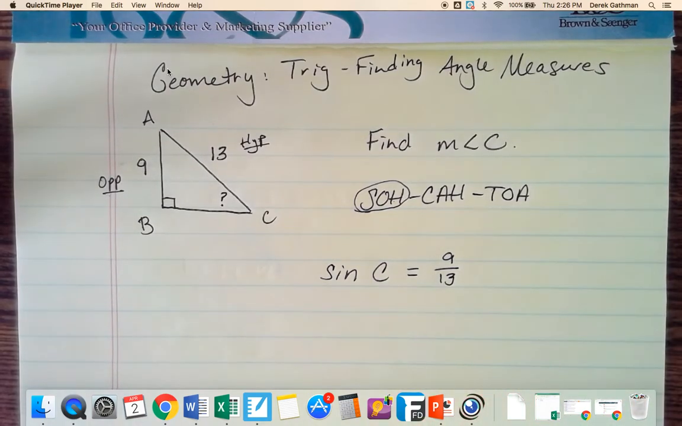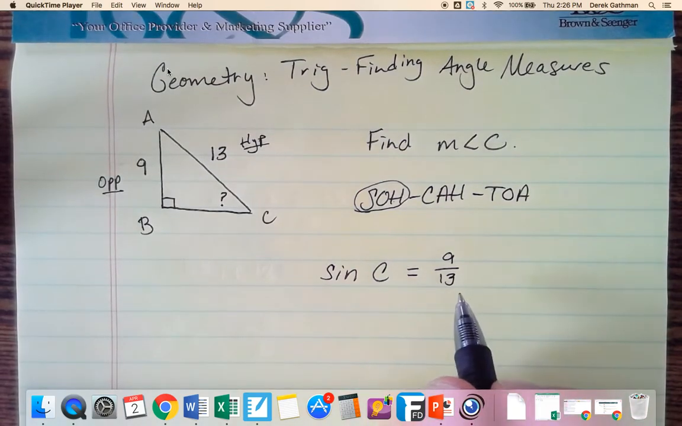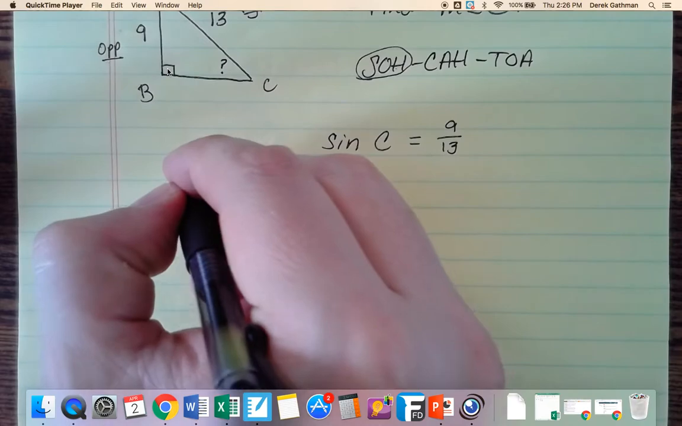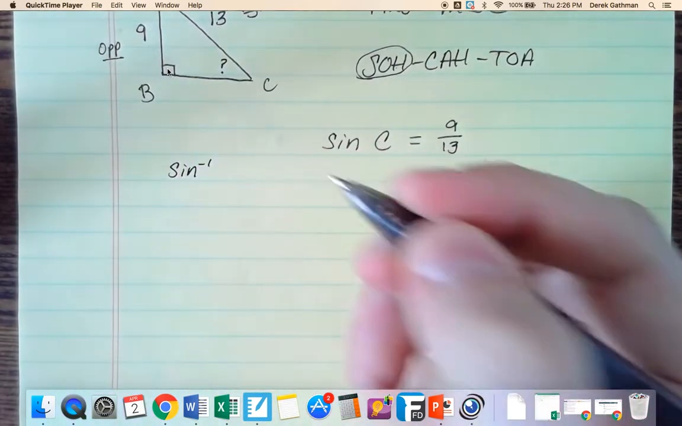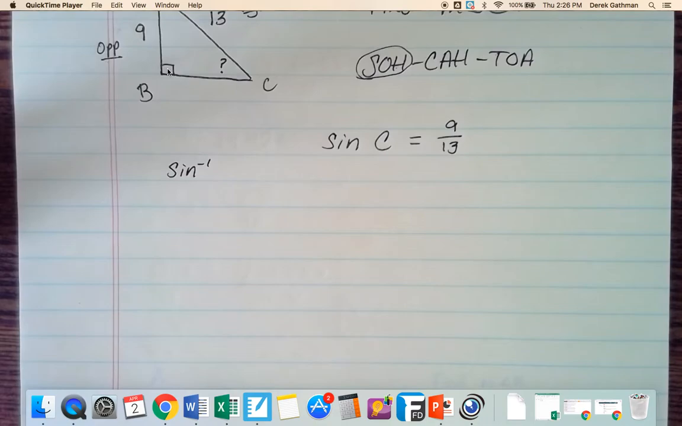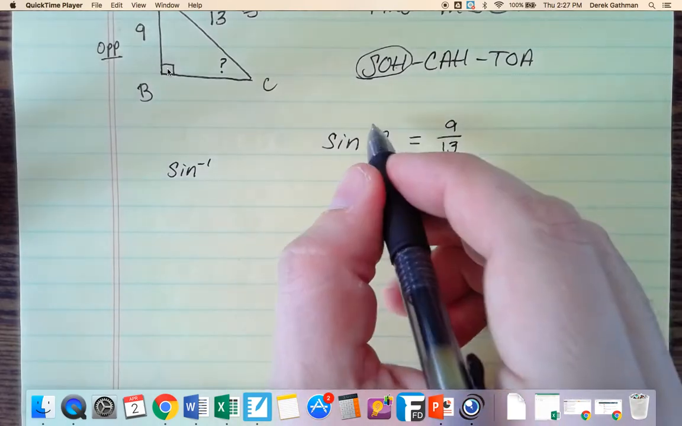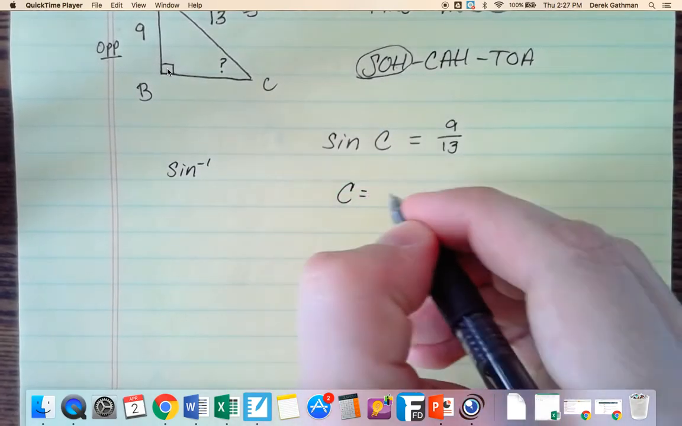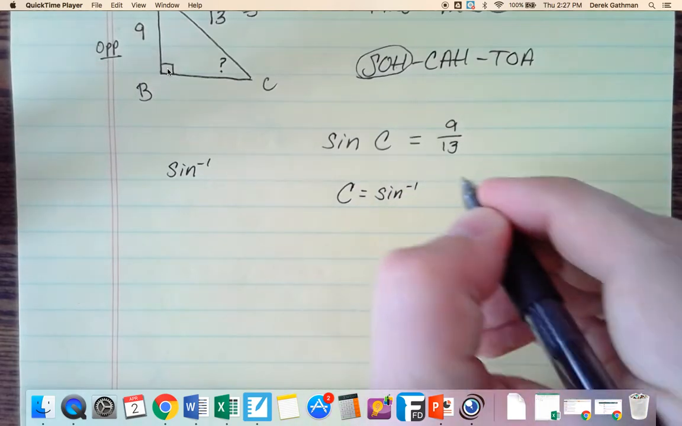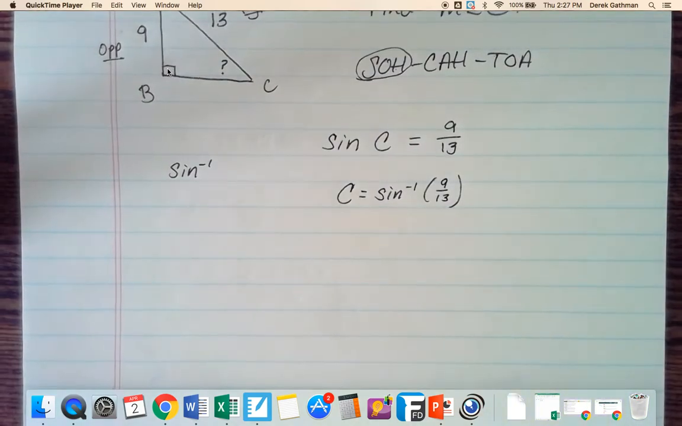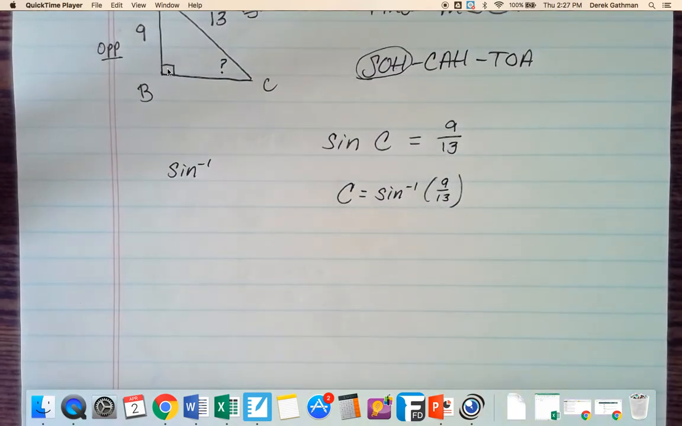Same setup as the other trig problems, but now we're going to be finding an angle measurement rather than a side length like we were before. So that means we need something new, and we are going to use what's called an inverse trig function. We're going to use the inverse to figure out what C is. So once I get to this point, I'm going to rewrite this and say C is equal to the inverse sine of 9/13. Once I've set that up, all I need to do is plug it into my calculator, and it should give me my angle measurement.